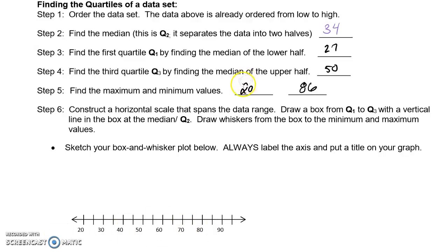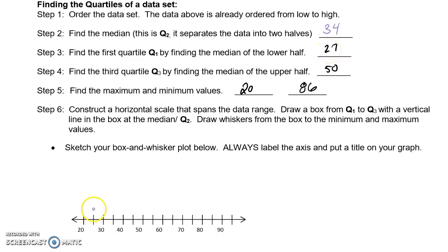To do that, you look at what is your minimum value. So you know you need to get to at least 20. What's your maximum value? We have to get to at least 86. So on here, we ticked off and we marked all the way until 90. Now we go through and we construct this. We draw a box from Q1 to Q3. Q1 is at 27 and Q3 is at 50.